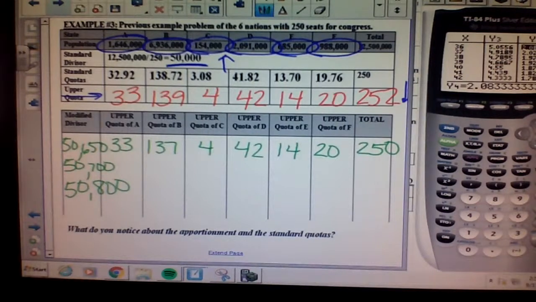Okay, all 3 of these answers work. All 3 of these answers will still result in upper quotas of 33, 137, 4, 42, 14, 20, and total out to be 250.